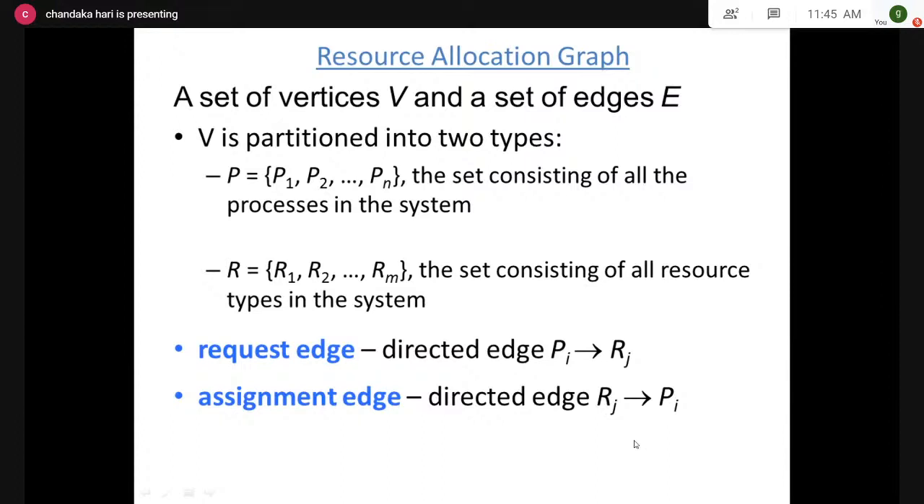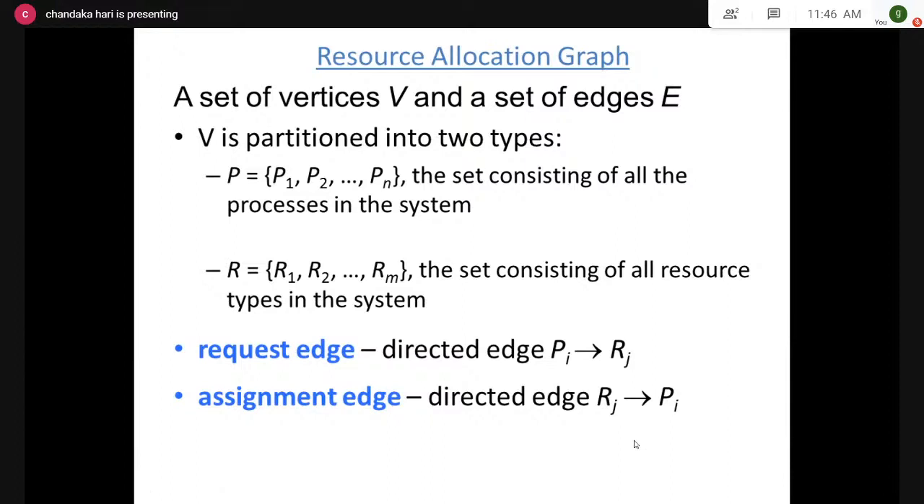There are two kinds of edges used to construct a resource allocation graph. Number one is the requesting edge. Number two is the assignment edge. The requesting edge is written like this, Pi to Rj. That implies process Pi is requesting a resource Rj in order to complete its task. And the second kind of edge is the assignment edge, Rj to Pi. That implies the resource Rj has already been allocated to process Pi. These are the only two kinds of edges.